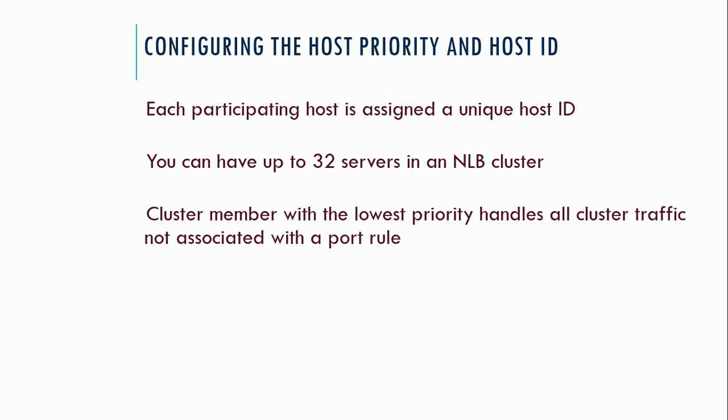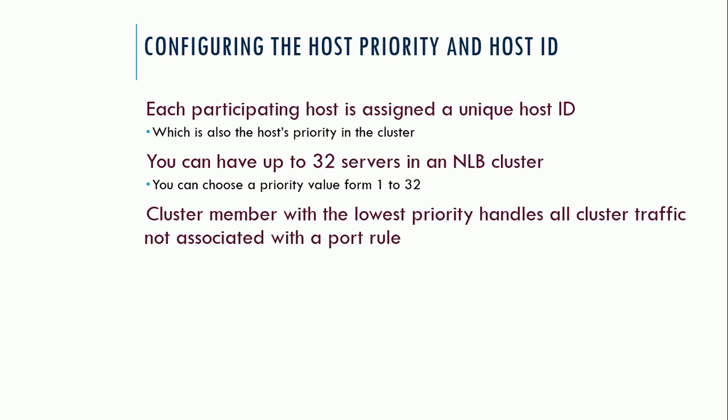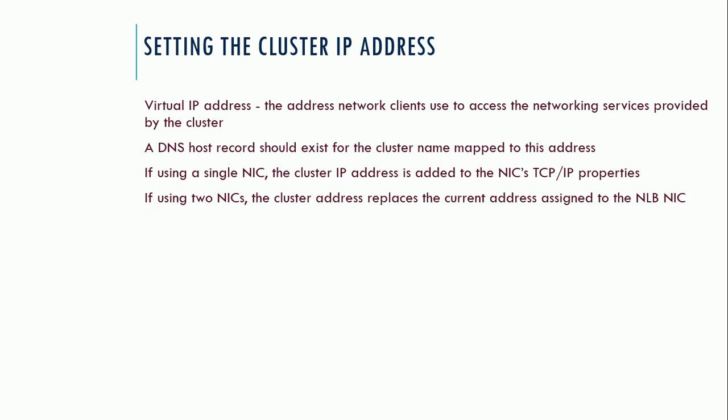All right, so each participating host is assigned a unique host ID, which is also the host priority in the cluster. And you can have up to 32 servers in an NLB cluster, and they can have a priority value from 1 to 32. The cluster member with the lowest priority handles all cluster traffic not associated with a port rule. So you can override this if you like.